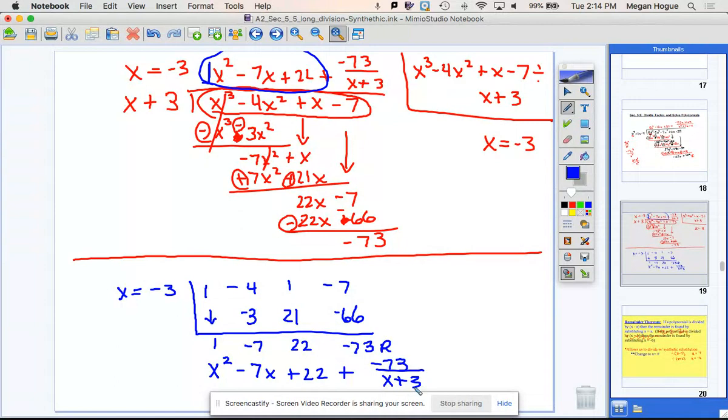How did you get x squared from 1? Whatever this degree is, it's going to go down 1 degree because we're dividing by a 1 degree polynomial. So if this had been x to the 7th, this would start with x to the 6th. And I'd have enough numbers in my row to go x to the 6th, x to the 5th, and so on.